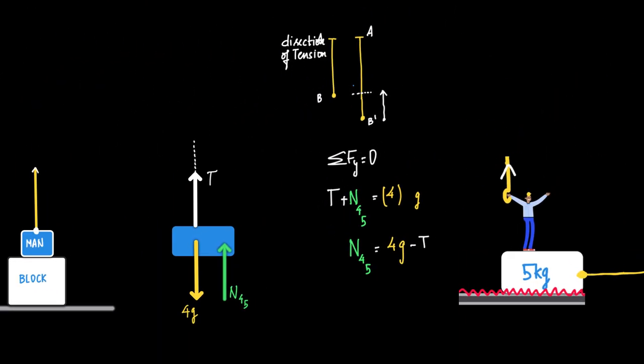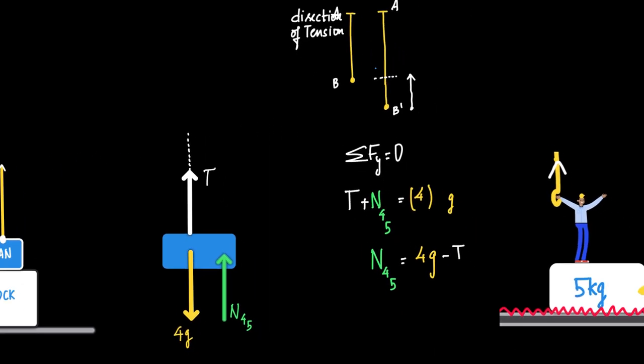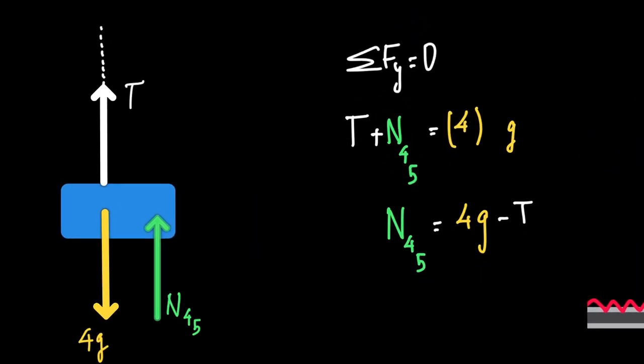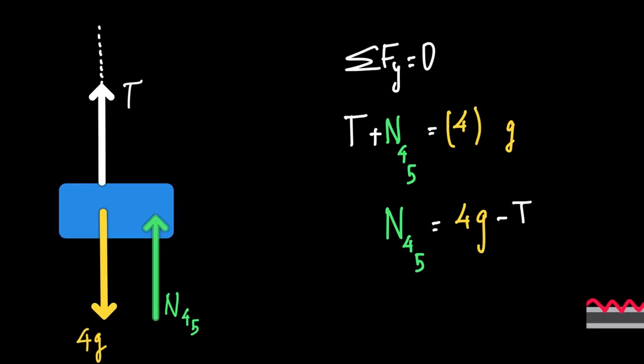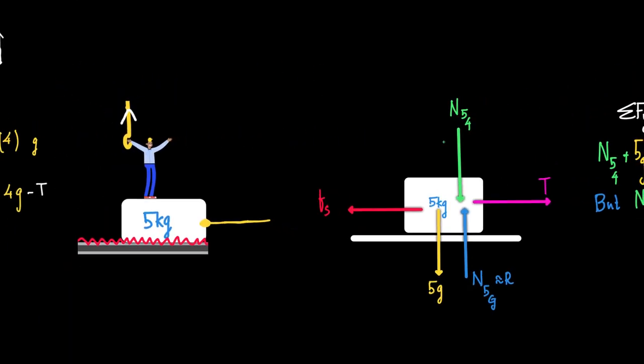So if you understood this, the free body diagram of this man is done. Sigma Fy is equal to 0. Tension is acting upwards, N45 is acting upwards, 4g is acting downwards, so we have N45 is equal to 4g minus T. Let's use that equation sometime later.